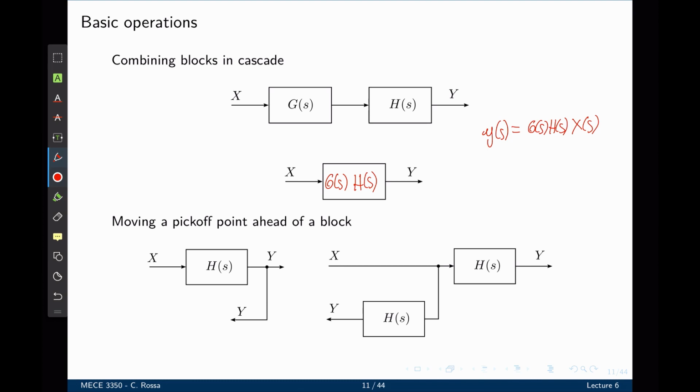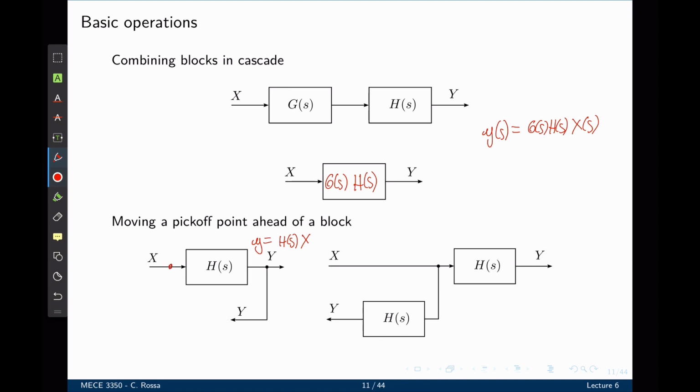The second basic operation is to move a pickoff point ahead of a block. In this example, y equals h of s times x. And let's assume that this pickoff point needs to be moved ahead of the block for simplification purposes.